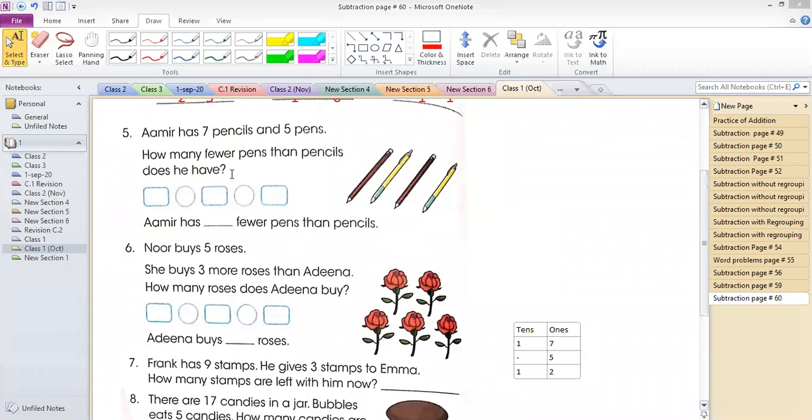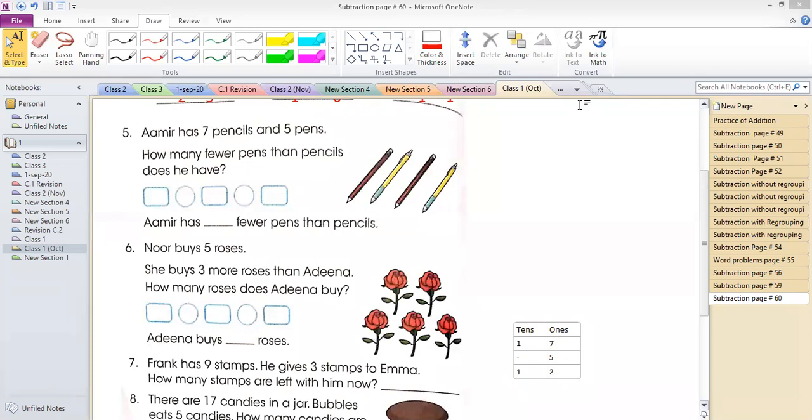2. Very good. The answer is 2. So all boys answer correctly. The answer is 2, guys. Why? Because Amir has 7 pencils. And how many pens does he have? He has only 5 pens.